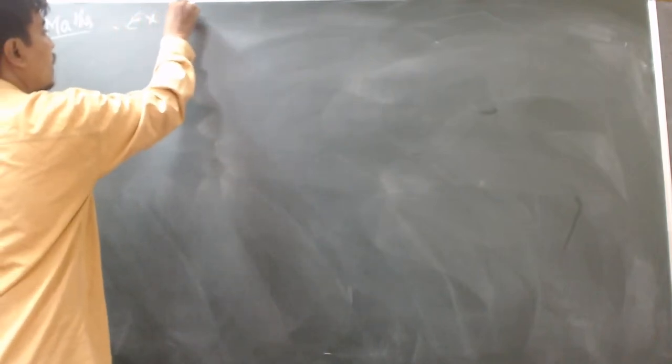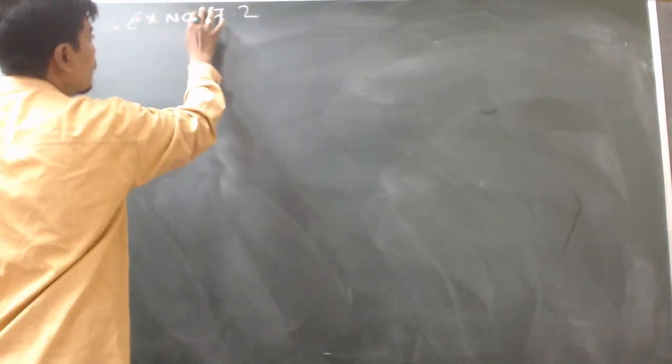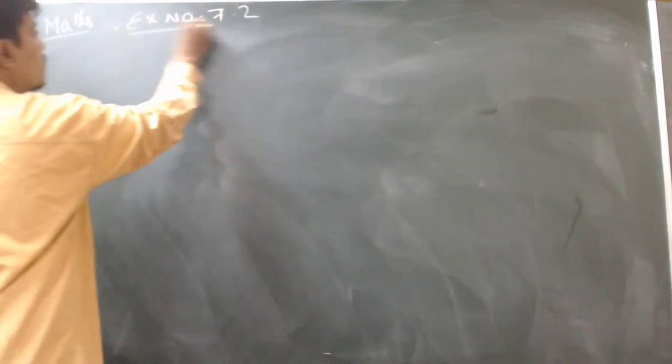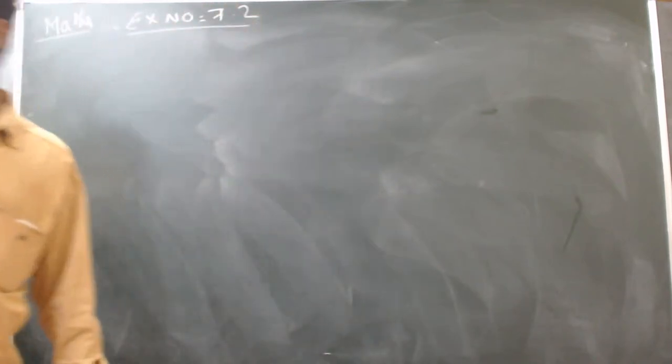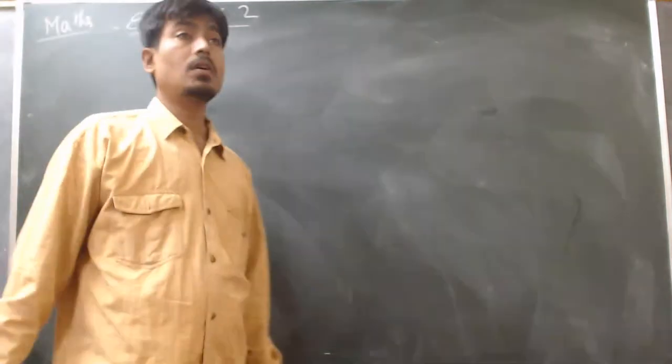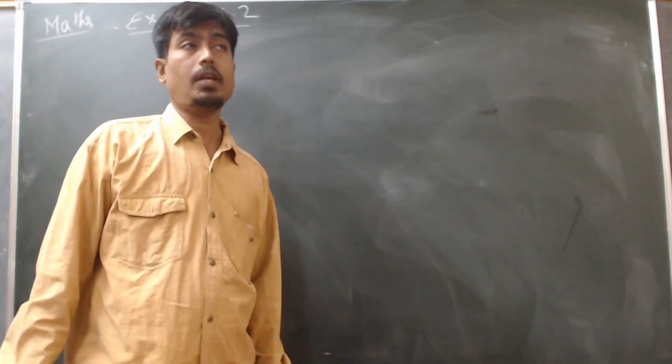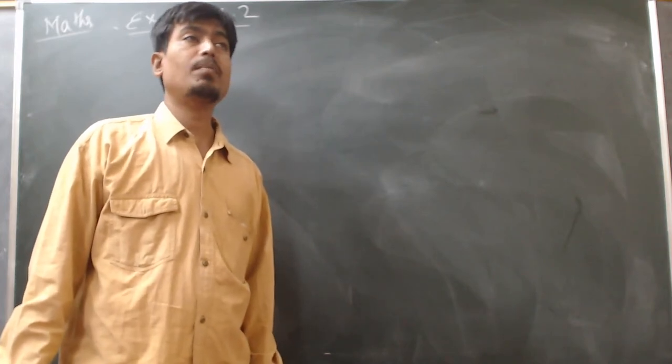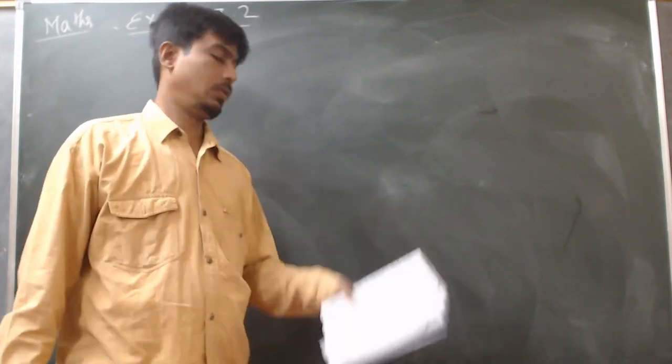Exercise number 7.2. It is for your knowledge. When you enter from a village to a city, you should have some knowledge. Maximum students after 10th will go to college in the city. For them, it is to give them knowledge about the city roads.